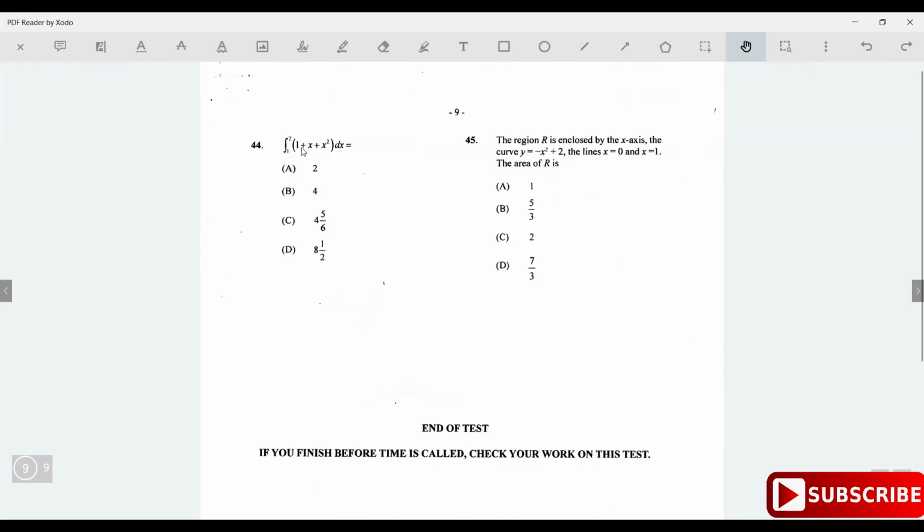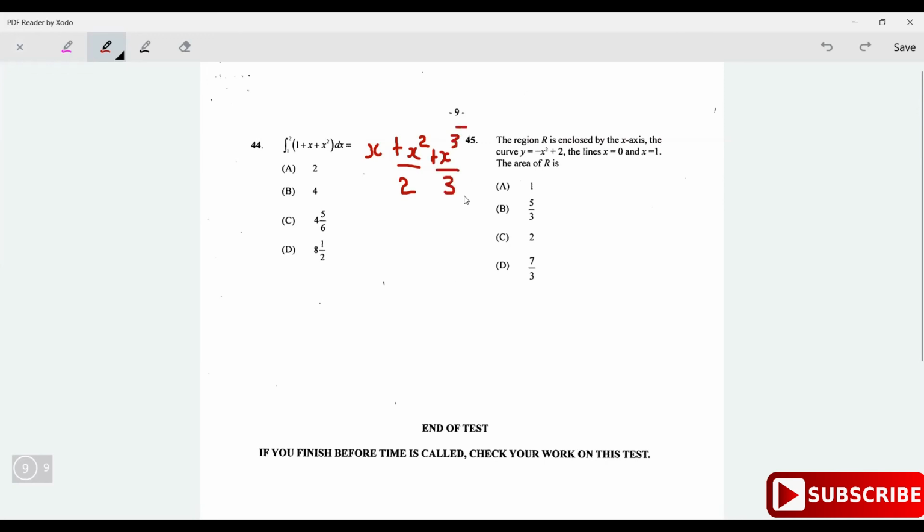What is the integral of 1 plus x squared from 1 to 2? When you integrate 1, you get x. When you integrate x, you get x squared over 2. And when you integrate x squared, you get x cubed over 3. And you're integrating from 1 to 2. Nice and easy, soft.